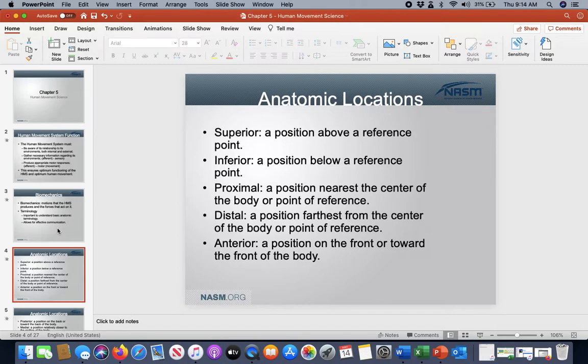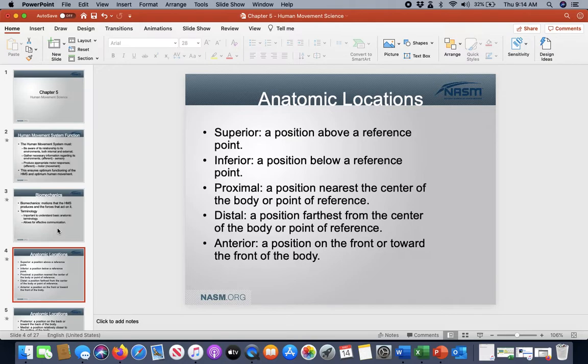So let's talk about some anatomical locations, and this is pretty straightforward. Superior means above, above a reference point. So the most superior portion of your body would be your head, or your skull. Inferior means below. So the most inferior obviously is your foot, your toe, or your heel.